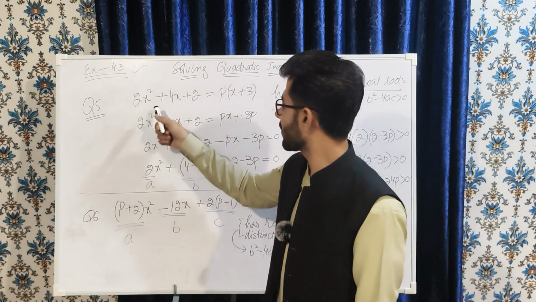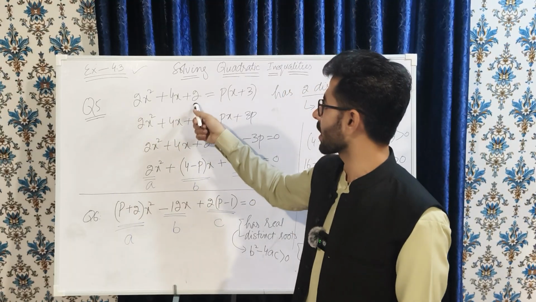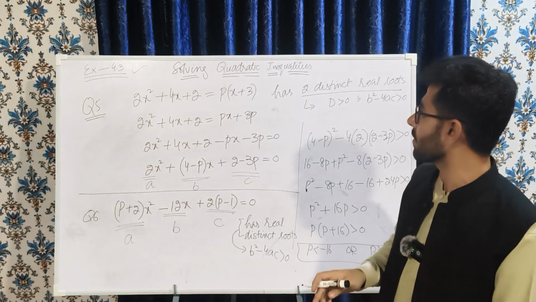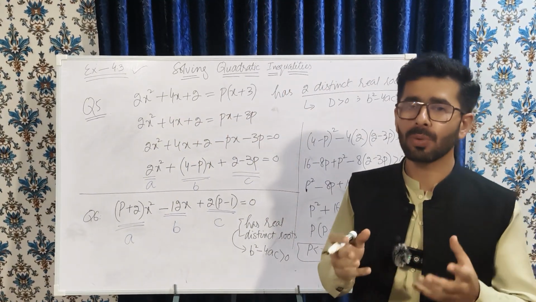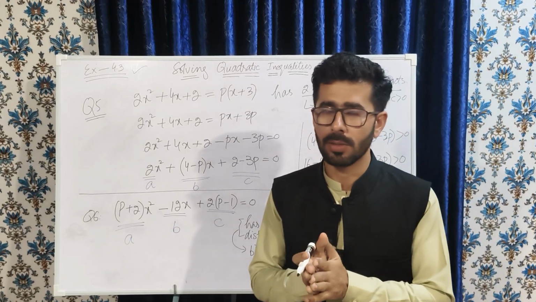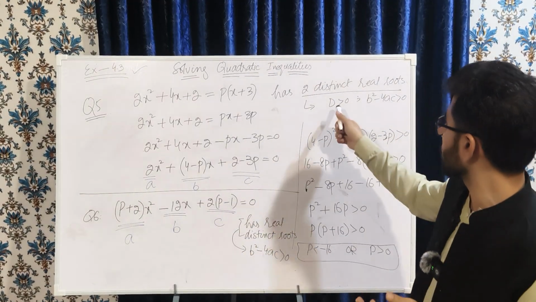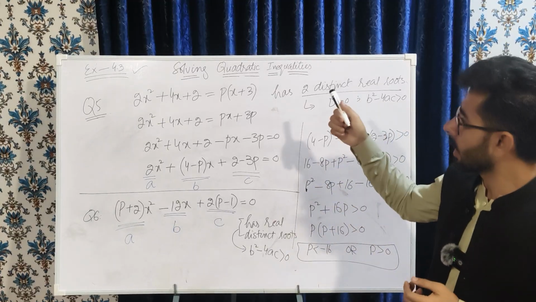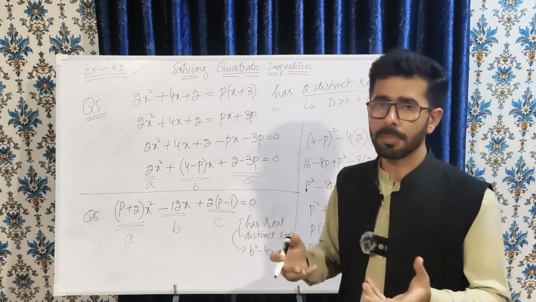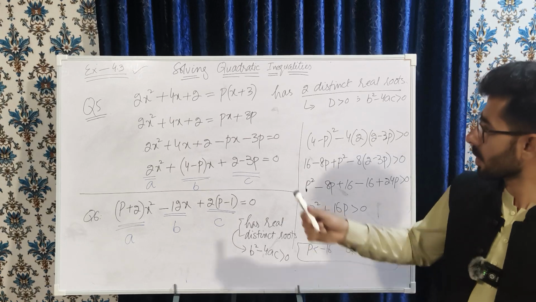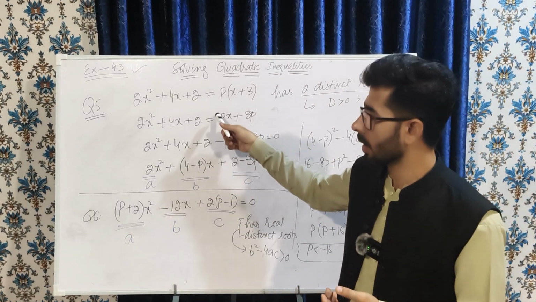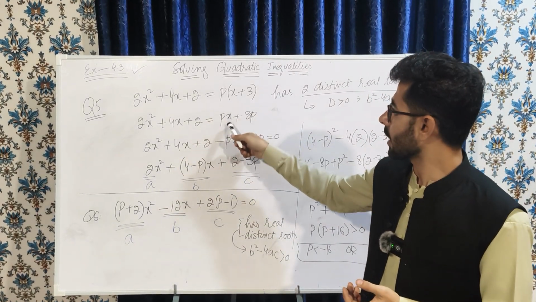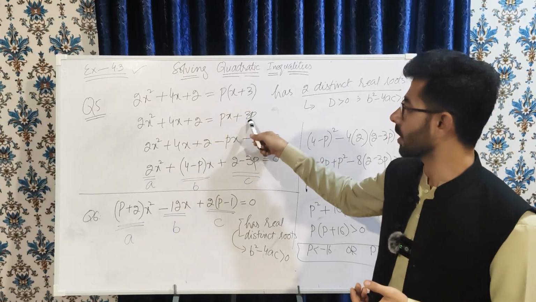In question number 5, we have 2x square plus 4x plus 2 equals p times x plus 3. They say it has two real distinct roots. So we know that the discriminant should be bigger than 0, or b square minus 4ac should be positive. We need to find the value of a, b and c, these coefficients. So we simplify the whole thing. We multiply p with x, we have px. We multiply p with 3, we have 3p.